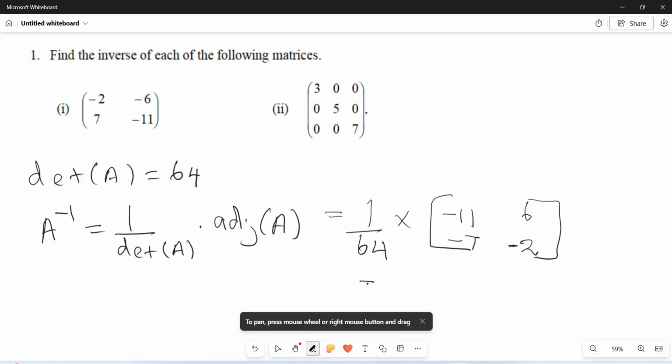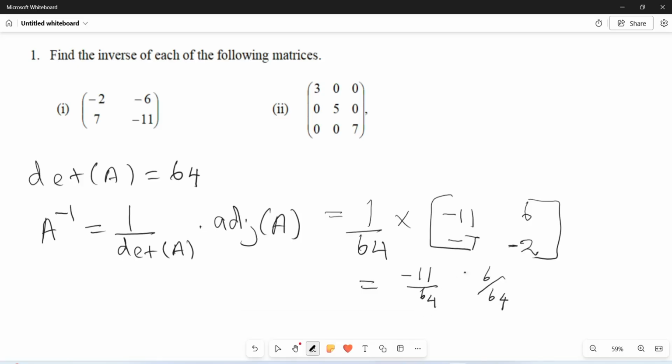So here you can include this 1 over 64 inside of this matrix, so you can put it as minus 11 over 64, and here 6 divided by 64, and you can put minus 7 divided by 64, and here minus 2 divided by 64. So this is the answer.